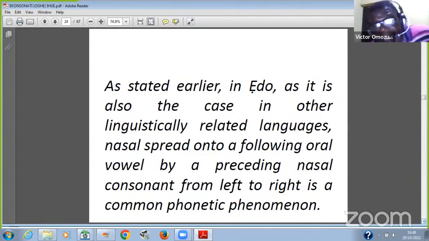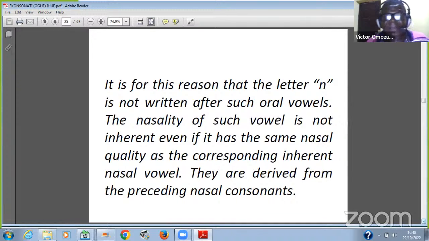As stated earlier, in Edo, as is also the case in other linguistically related languages, nasal spread onto a following oral vowel by a preceding nasal consonant from left to right is a common phonetic feature. It is for this reason that the letter N is not written after such oral vowels. The nasality of such a vowel is not inherent, even if it has the same nasal quality as the corresponding inherent nasal vowel.